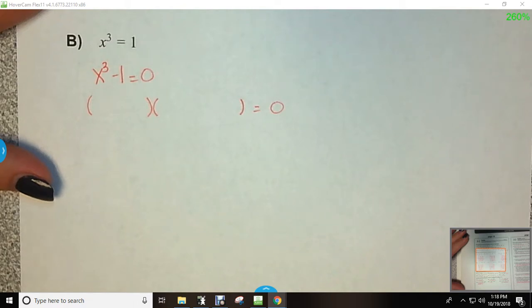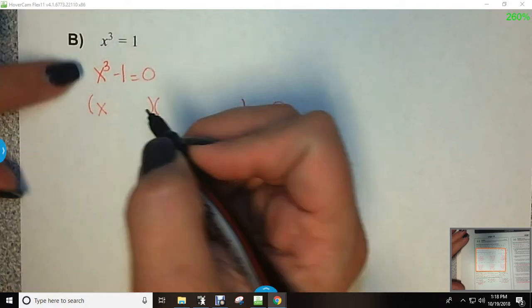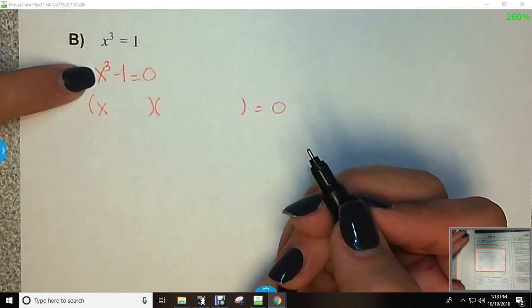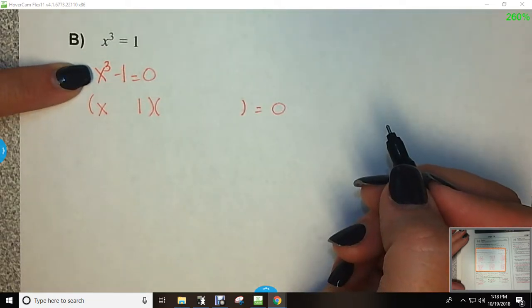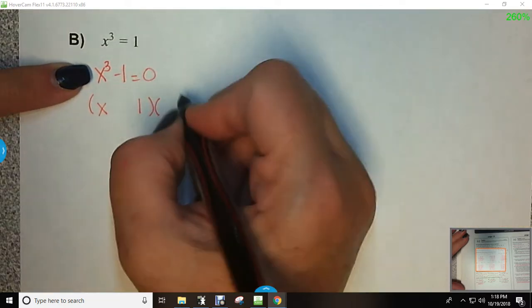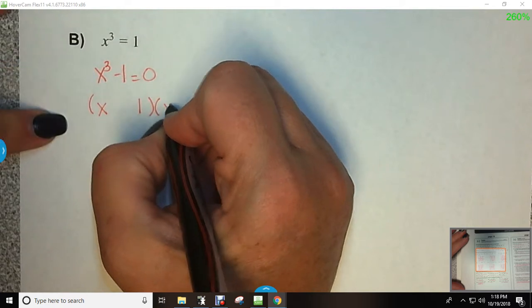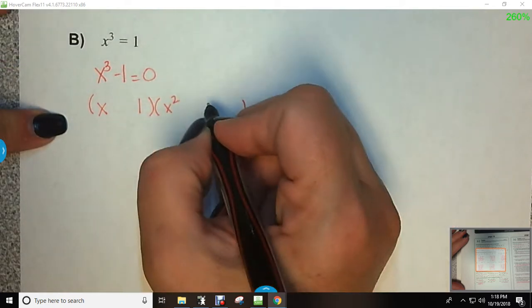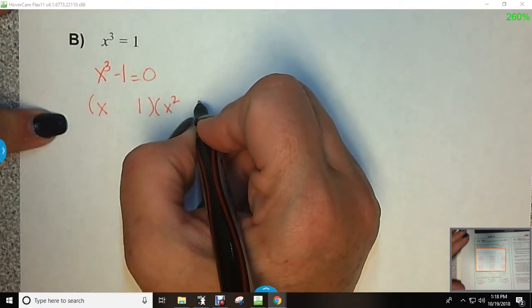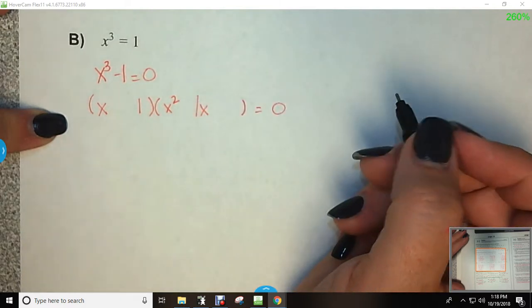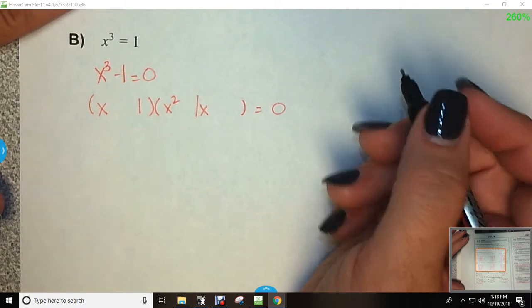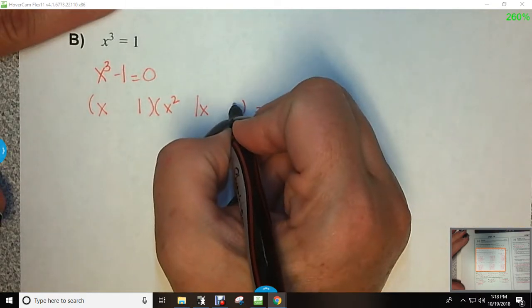So in my binomial, what do I put first? X, because I just take the cube root of x cubed. What goes next? 1. In my second parenthesis, what's my first term? X squared. Next, 1x, and you can write 1x or you can just write x. And my last term in that parenthesis is 1.